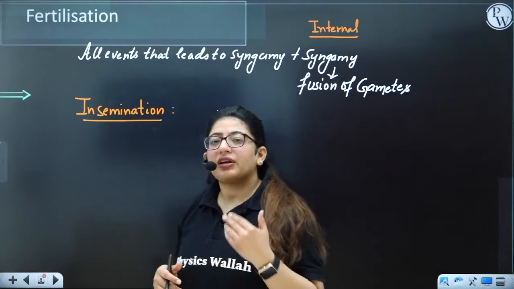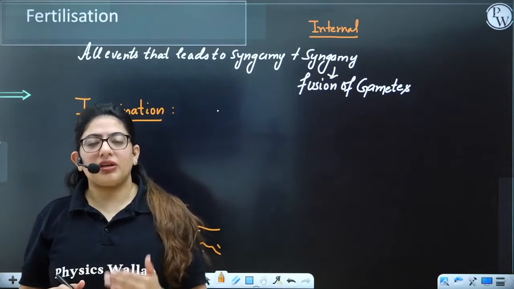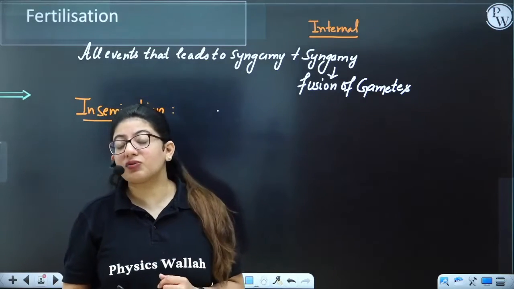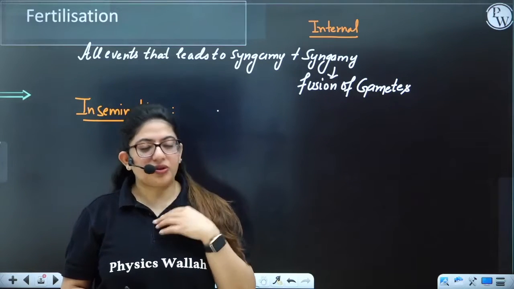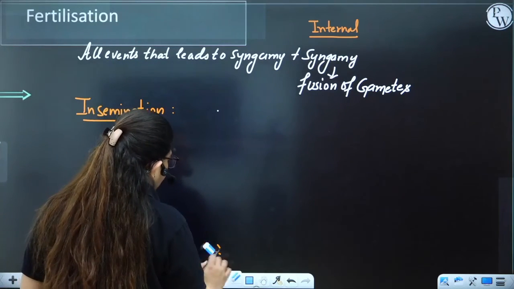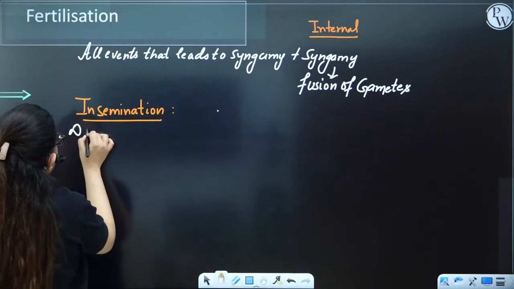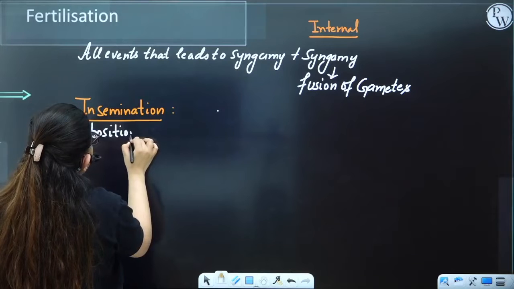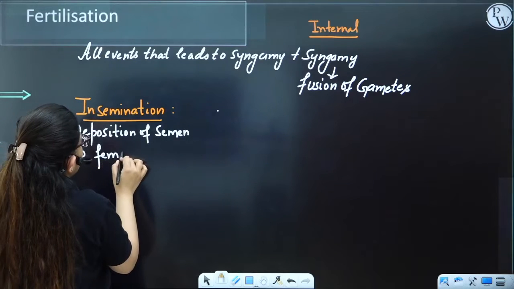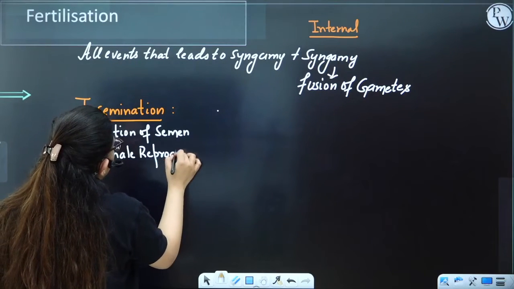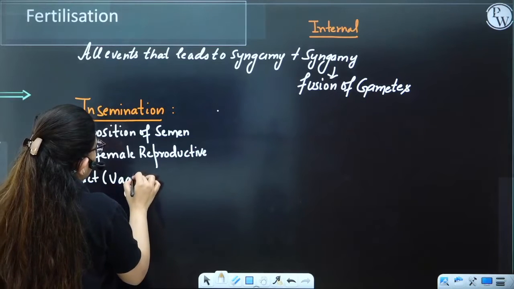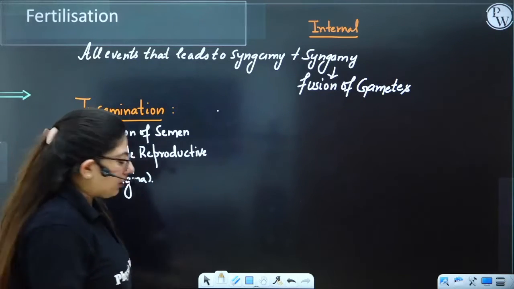So the male will deposit the semen. What is semen? The seminal fluid plus sperms, into the female's reproductive tract, that is the vagina. And from there, the sperm will move up into the uterus. Okay, so what is insemination? The deposition of semen into the female reproductive tract. And what is that female reproductive tract? That is the vagina. When is it deposited? During sexual intercourse.